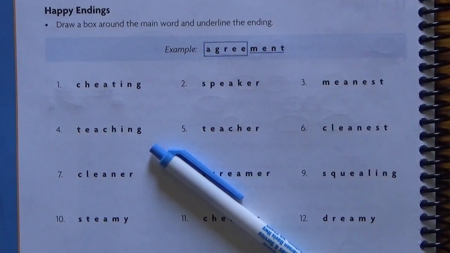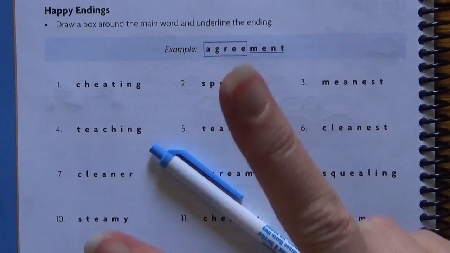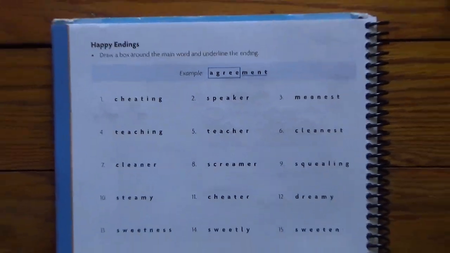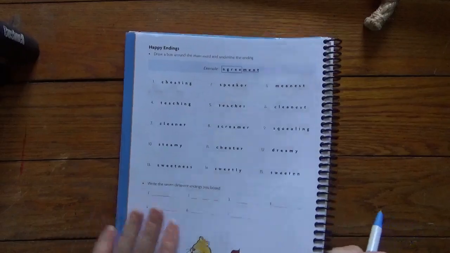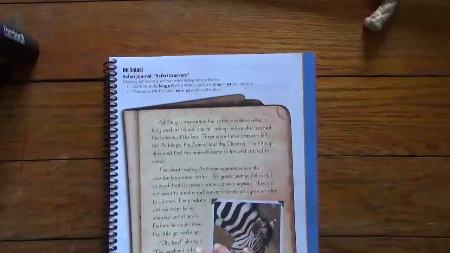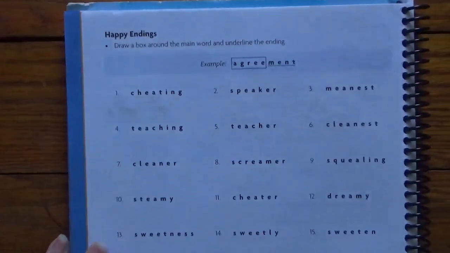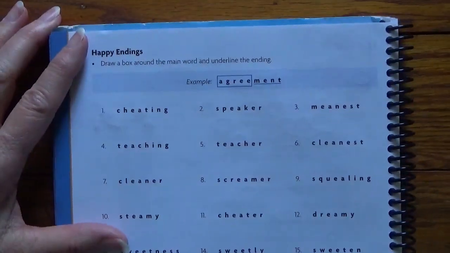Scholars, today we're going to finish up our lesson. We're going to end up doing 2 pages. We're going to do this page, 92, and we're going to do our Safari Journal, 93. All right, let's take a look at our first page. What do we have to do? And see what it is.